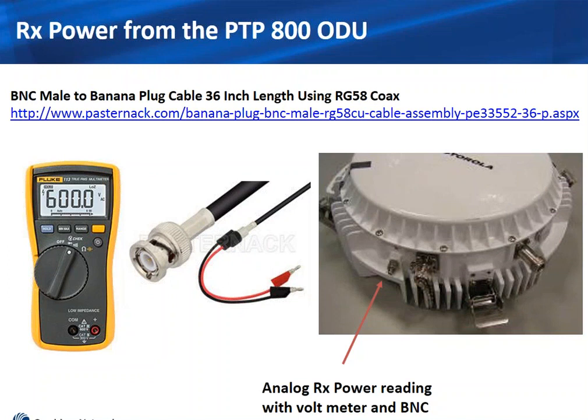Of course, the PTP 600, 650, and 700 all do still have an audible alignment tone that is useful for that tower climber as well. So they can use that to get the basic alignment done. Same thing as on the 800, we're using a BNC voltage meter.